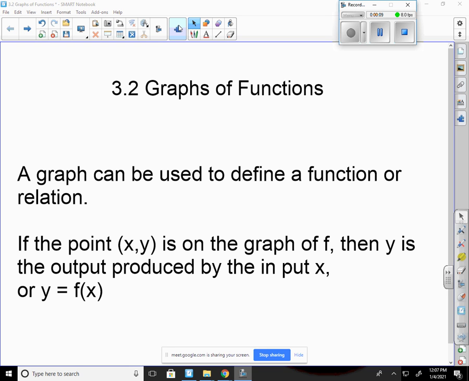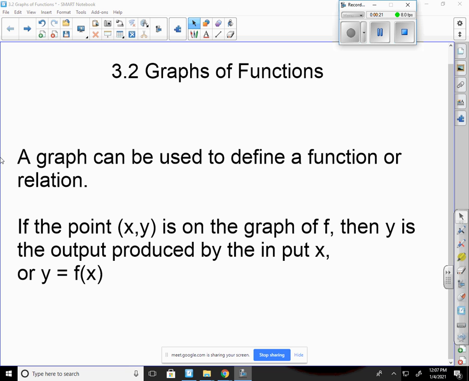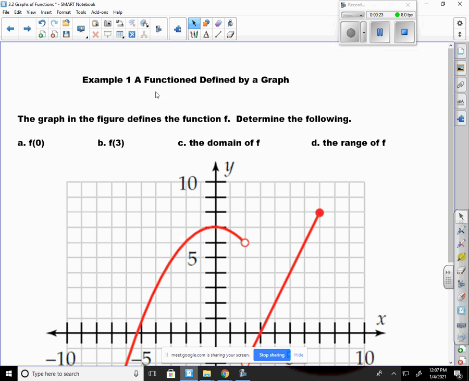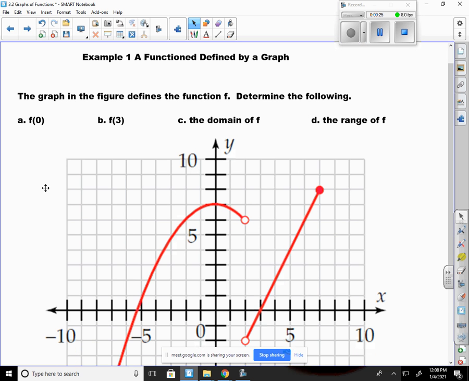If you remember, not the last time we just went over homework, but the time before we started 3.2 graphs of functions. Just to review what we learned then, we learned that a graph can be used to define a function. We went through and found the points. Remember, if it's f of 0, that just means when the x value is 0, what is the y? And we got 7 for that one.